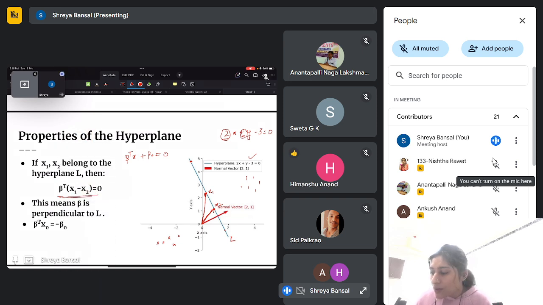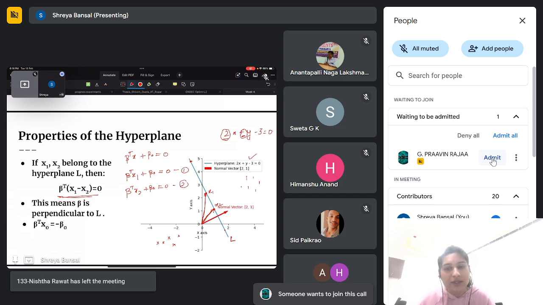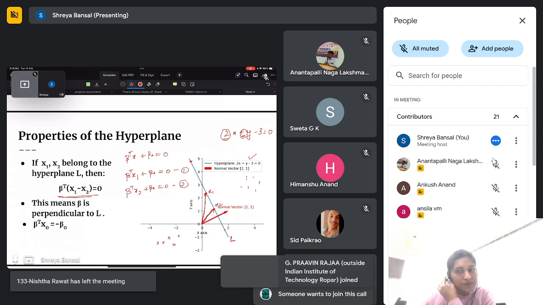Let's say x1 is present on this line. Then x1 should satisfy this equation, so I can write beta transpose x1 plus beta naught is equal to 0. Similarly, x2 is also present on this line, so beta transpose x2 plus beta naught is equal to 0. Equation 1 and equation 2. Is that true?